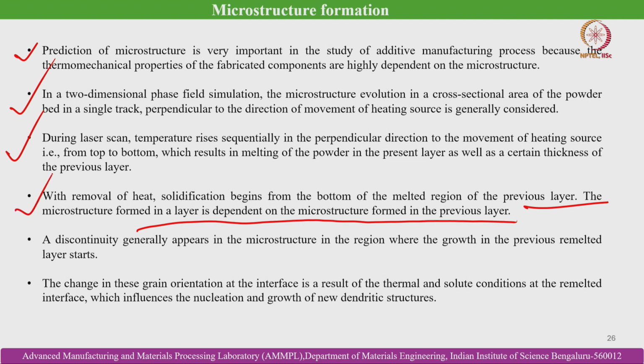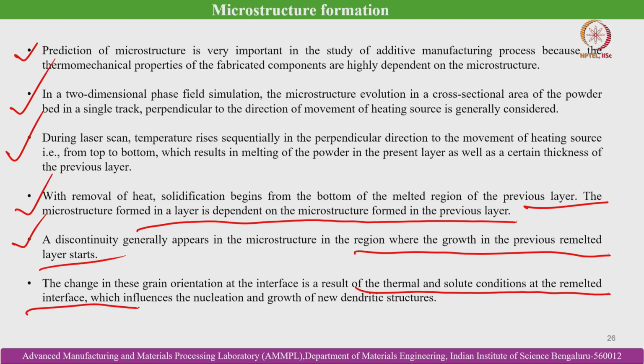So, a discontinuity generally appears in the microstructure in the region where the growth in the previous remelted layer starts. And the change in grain orientation at the interface is a result of the thermal and solute conditions at the remelted interface, which influence the nucleation and growth of new dendritic structures. Often, more than nucleation, it is the growth, and the growth in an epitaxial manner, that has been observed in multi-layer laser additive manufacturing.